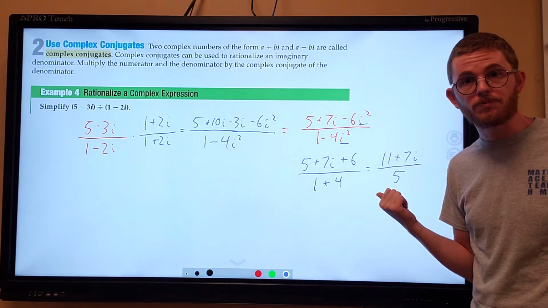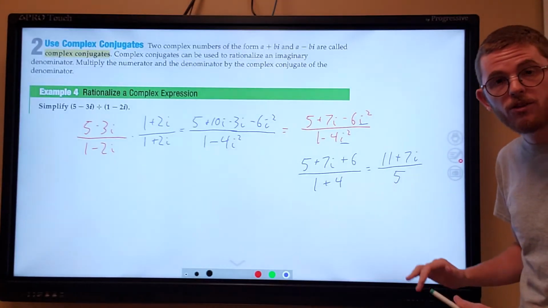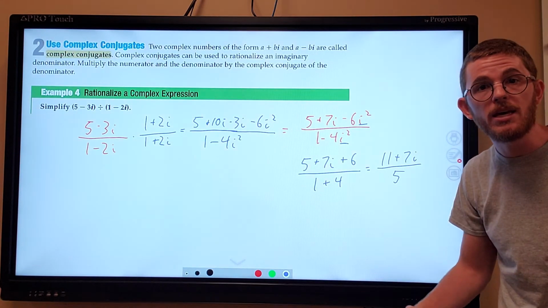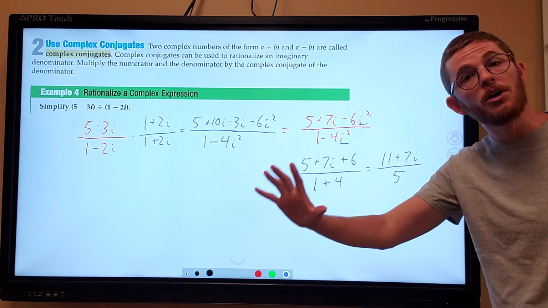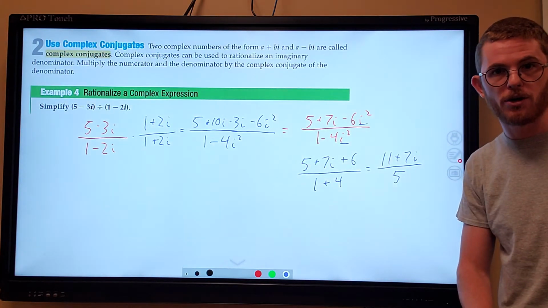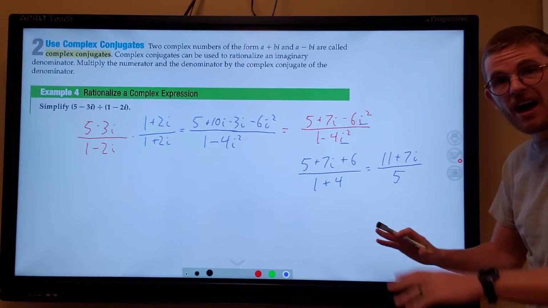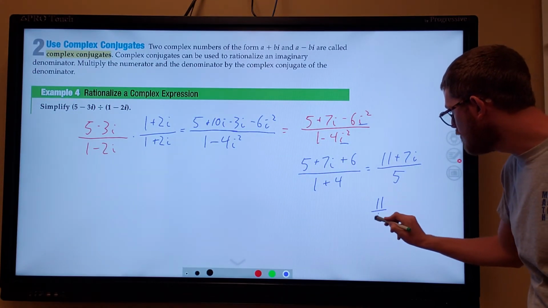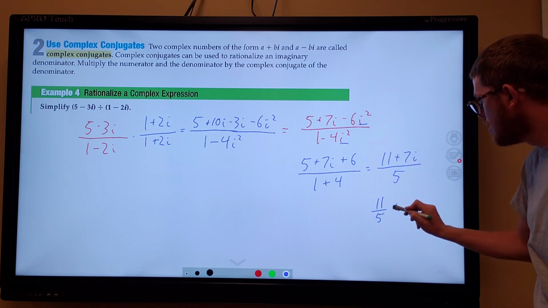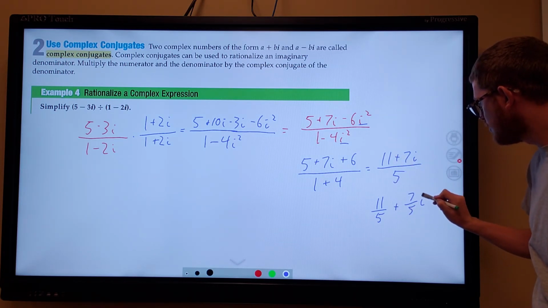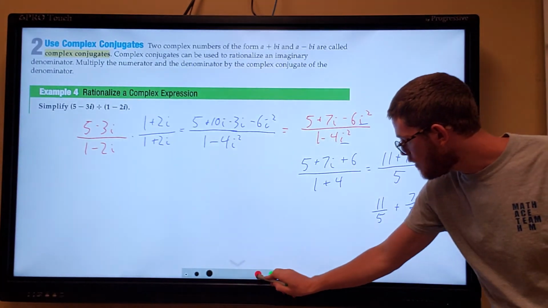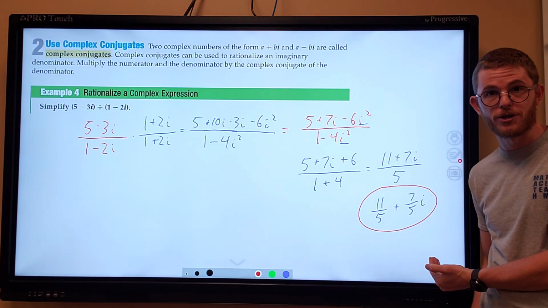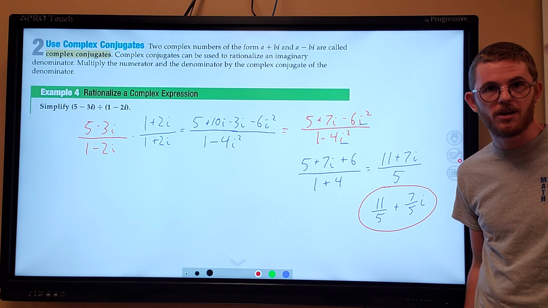This looks pretty good, but whenever we're dealing with complex numbers, we want our final answer to be a complex number that has a clear real part and a clear imaginary part. So right now it's kind of muddy. What is the real part? What is the imaginary part? Well, the real part is 11 over 5. The imaginary part is 7 over 5 i. I'm making it clear this is a complex number, real plus imaginary. Hey, that's it. We crushed it.